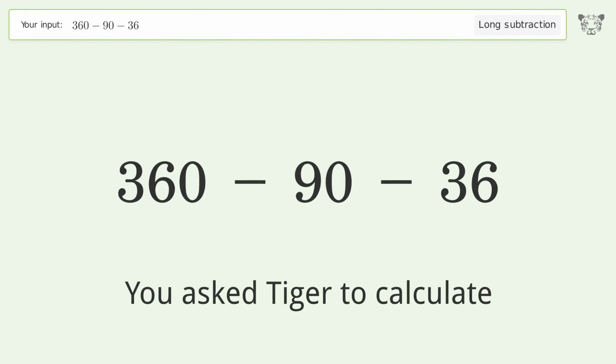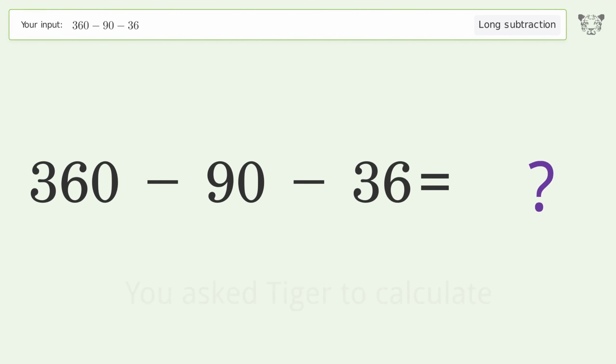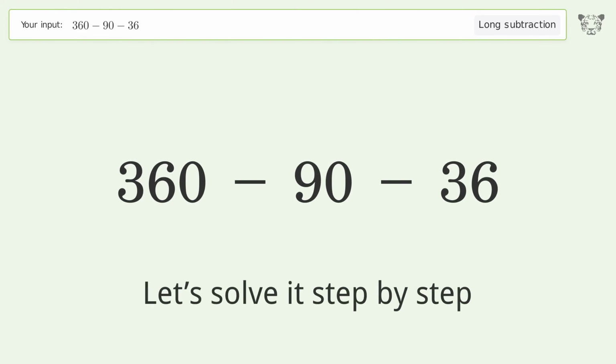You ask Tiger to calculate. This deals with long subtraction. The final result is 234. Let's solve it step by step.